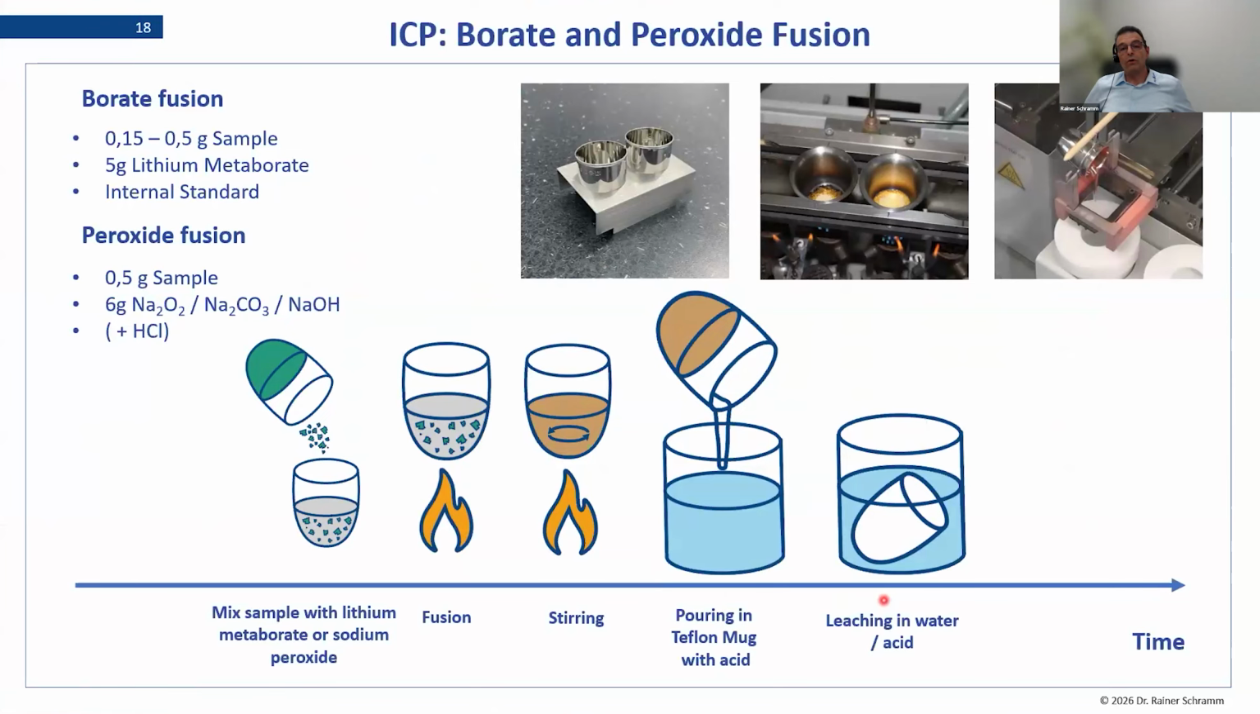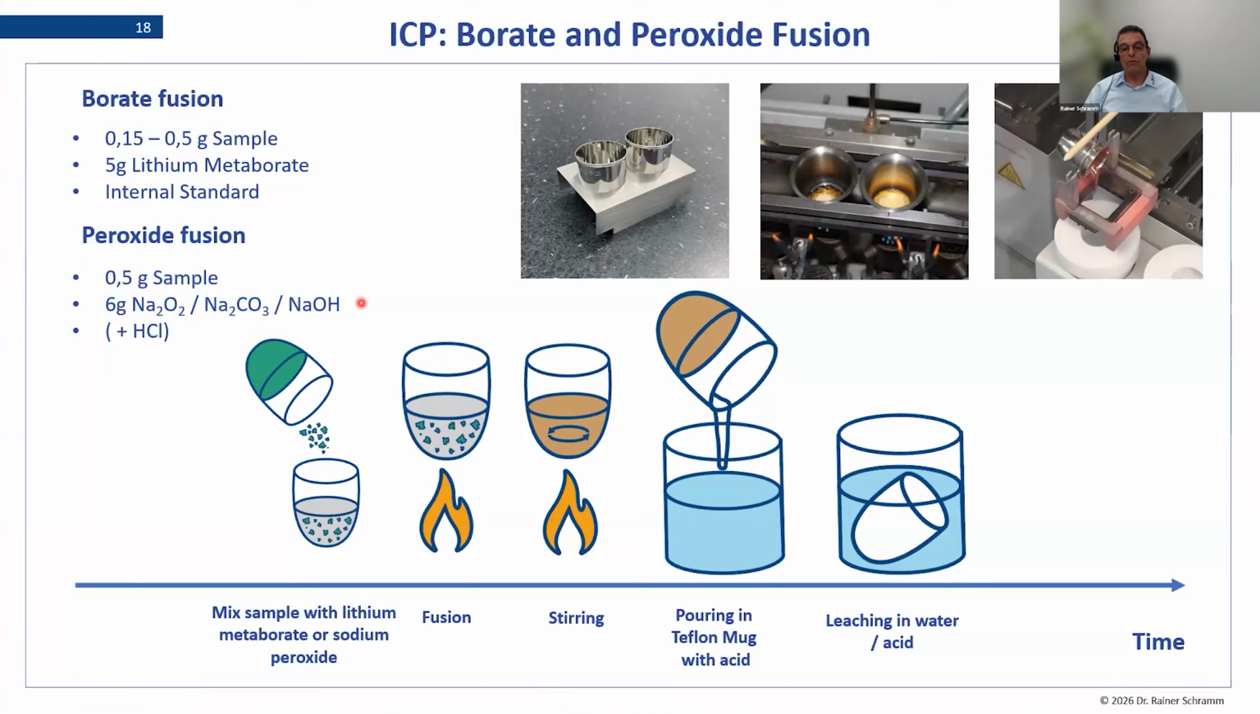Now another completely different example, and this goes more to ICP and other methods. So I want to use my fusion system to do either a borate fusion. That means a sample is fused with lithium metaborate, and after that poured into acid to get an acidic solution, which then can be used in ICP for analysis. Or the other way is I use peroxide fusion. For example, this is what we do with black mass together with sodium peroxide, carbonate, and hydroxide to fuse this completely on the alkaline side.